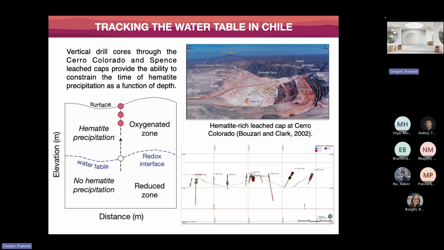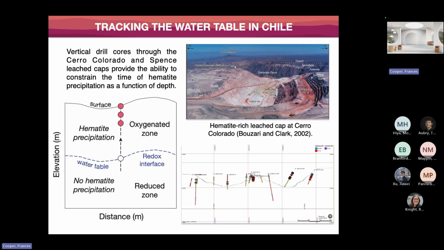Obviously, we collected them as depth below ground surface, but then we normalize them so we could just have relative elevations of each of the samples compared to each other if we had multiple holes. So we've got elevation here against distance. So here we've got a single vertical drill hole, and we collected hematite going all the way down the drill hole.